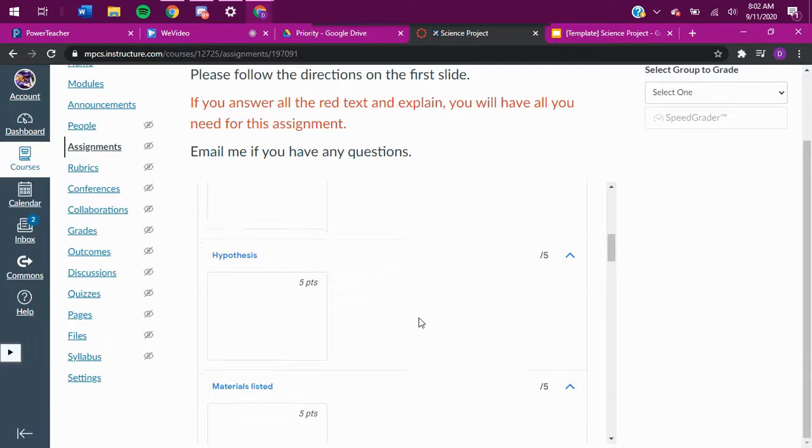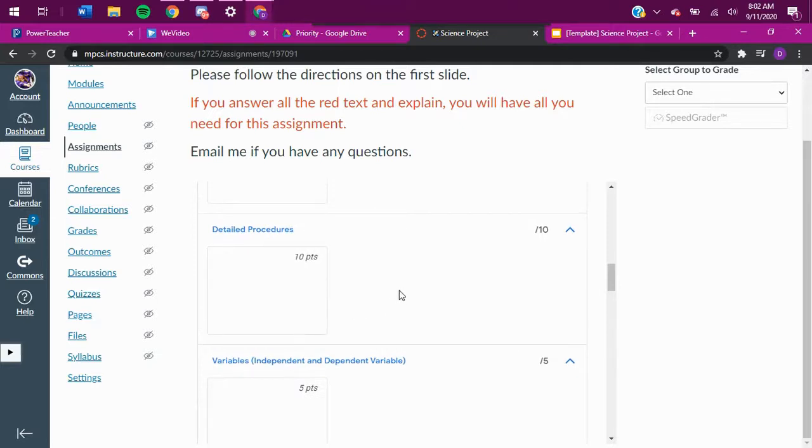Hypothesis, you need to state your hypothesis. You get 5 points for materials listed. Now your detailed procedures are worth more points because they are more difficult. So I should be able to look at your procedures and be able to replicate whatever you did. I should be able to read what you said and do it and get the same results. And if I don't get the same results by doing what your steps say, then we will have to have a conversation. If we were real scientists, we would do more research. Sometimes with different experiments, different things happen.